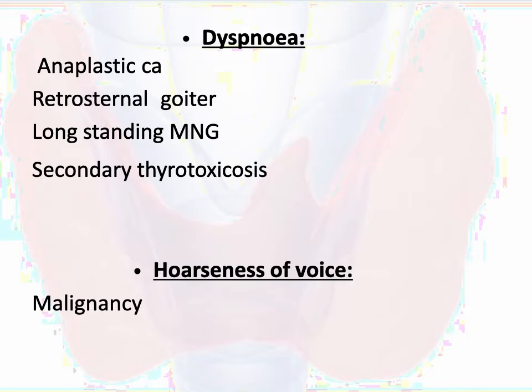Long-standing multinodular goiter, if it is very large, and secondary thyrotoxicosis, right? That means there is an increased T3, T4, not because of the pathology in the gland itself, but pathology somewhere else. So therefore it is called secondary, not primary. Then it may present as hoarseness of voice, like in malignancy when it involves the vocal cords or the recurrent laryngeal nerve. Okay.